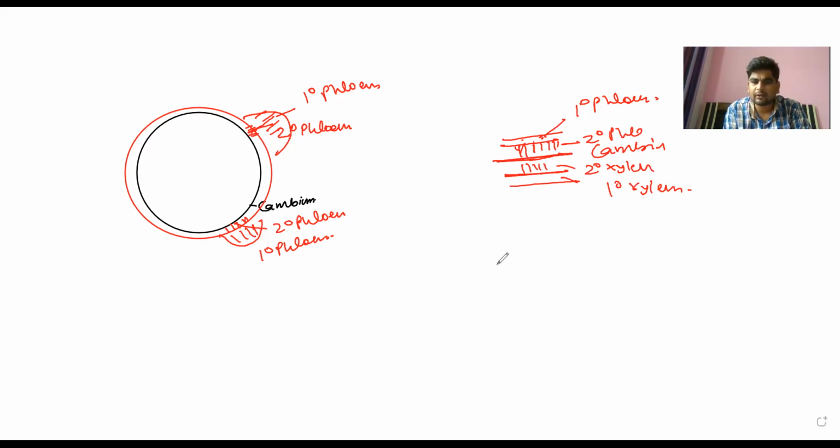So on the downside also, there will be new xylem, because the xylem is added more in quantity as compared to the phloem. So this is secondary xylem, and primary xylem was already like this.